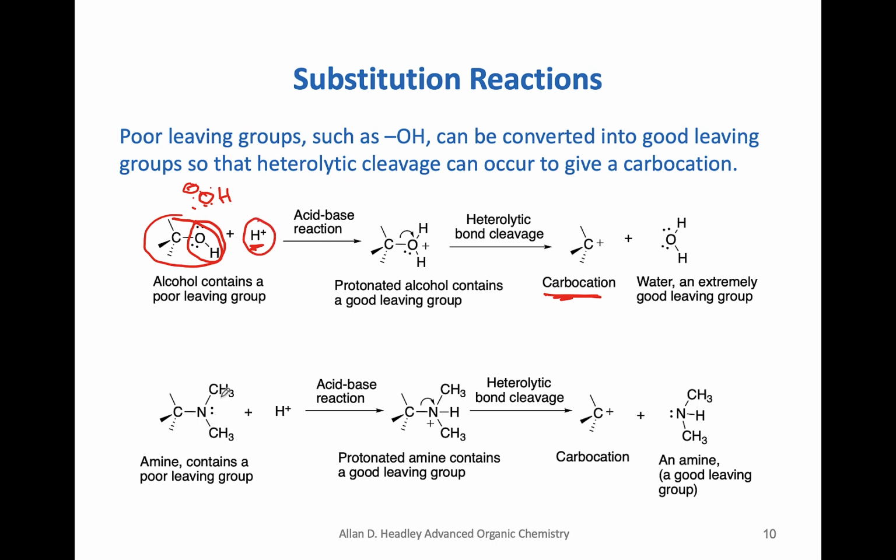Same for the amine. As you can imagine, the amine here is a poor leaving group, because that would mean the amide anion. As we know from last lecture, that's a very strong base, so a poor leaving group. But in the presence of an acid, it creates the ammonium ion. Now this is a good leaving group because it leaves as a neutral amine, and of course the carbocation. So this gives you a strategy for how to convert a poor leaving group into a good leaving group so that it can undergo a substitution reaction.